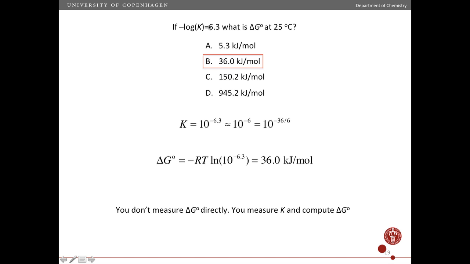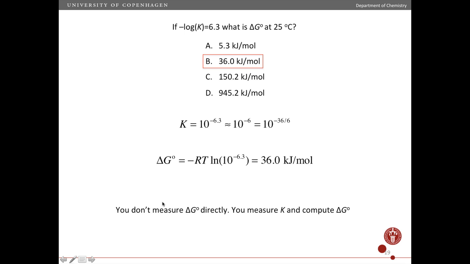How do we get that? Well, if minus log K is 6.3, then K has to be equal to 10 to the minus 6.3. I simply solved this little equation for K. So that's roughly 10 to the minus 6, and that will then correspond to about 36 kilojoules per mole, which is this answer here. If I want the exact answer, I can plug in the gas constant value and the temperature in Kelvin. In this particular case, my estimation is very close to the exact answer to three significant figures.